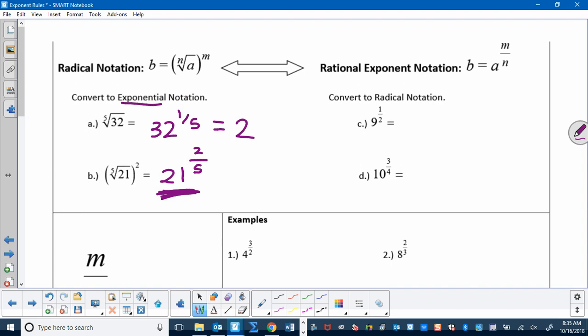Okay, now it says convert to radical notation. So that means I actually need some kind of root. What kind of root is that? A square root. Do I write the 2? No. Okay. It's just the square root of 9.